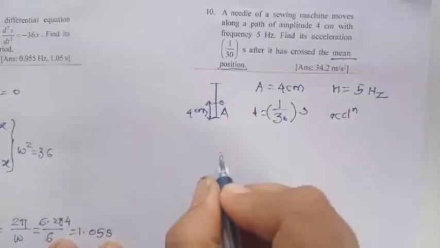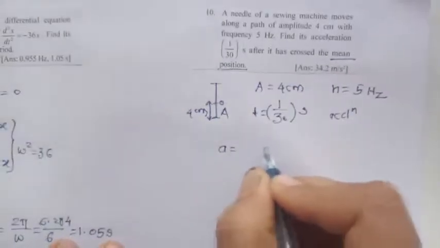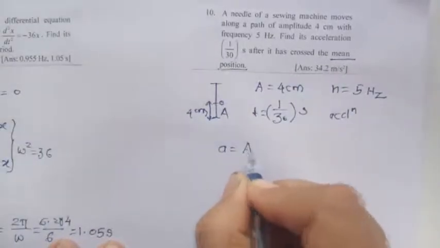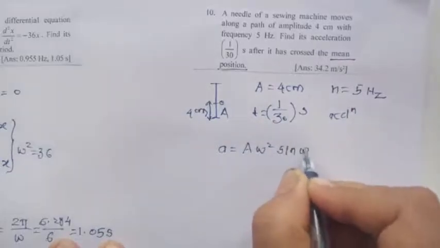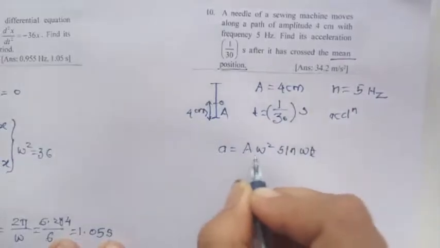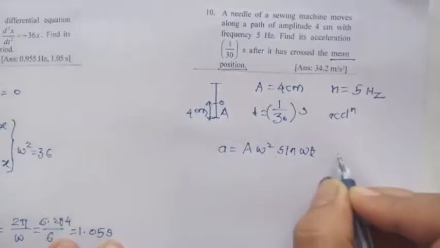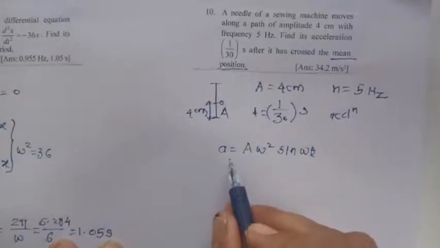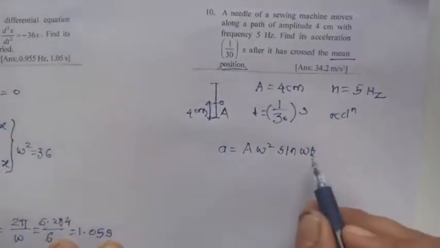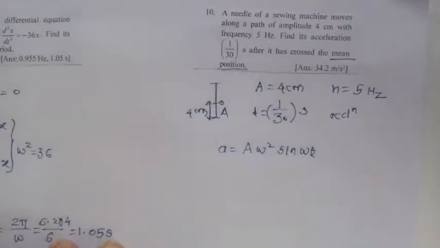So the formula for acceleration at mean position is a omega square sine omega t. The general formula is a omega square sine (omega t plus phi), but the value of phi is 0 because the particle starts from the mean position, so you can use this formula a omega square sine omega t. This formula is given on page number 113 in your book.